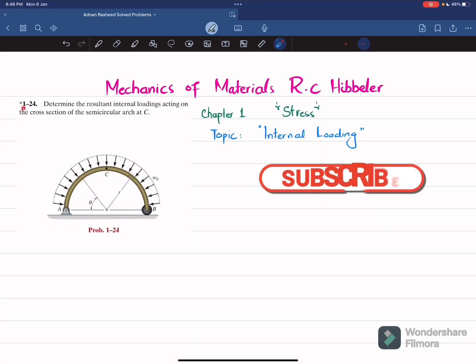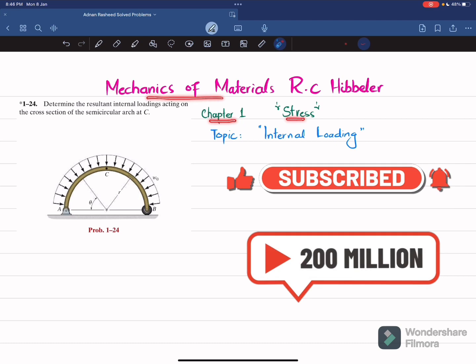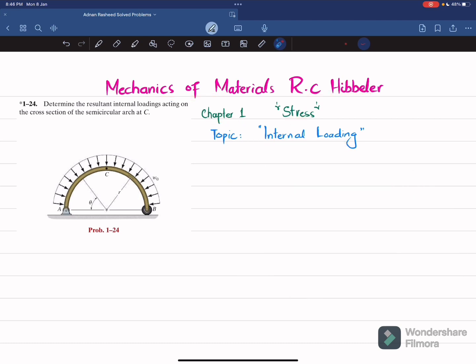Welcome back. In this video, we are going to solve problem 1-24 that is taken from chapter number 1, stress, and the book name is Mechanics of Materials by R.C. Hibbeler. And the topic is internal loading. This is a complex problem. So the statement is: determine the resultant internal loading acting on the cross section of the semicircular arc at C.